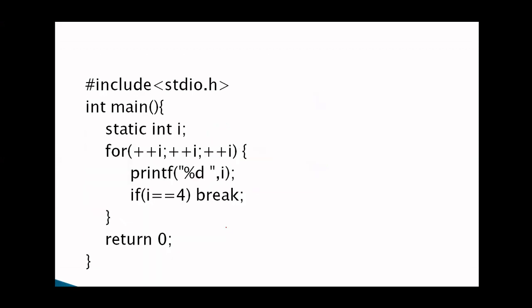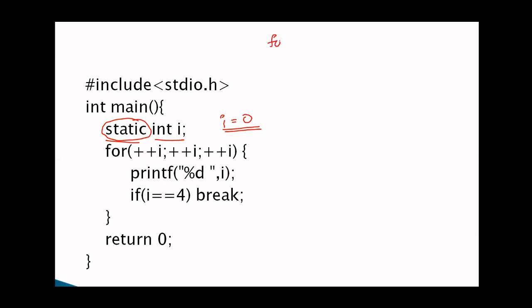Now, one more simple example. static int i; for (++i; ++i; ++i) { printf("%d", i); if (i == 4) break; }. So this is the program. Here I am not initializing i. What happens? By default, the variable is a static variable. What is the initial value? The variable is static, so the initial value is 0. Remember that one.